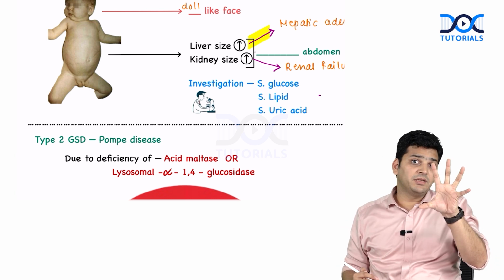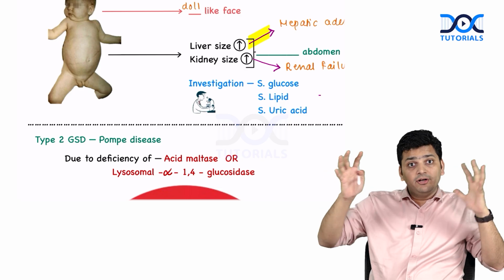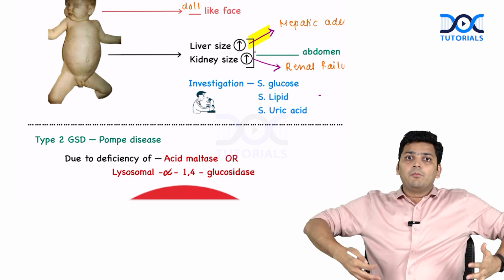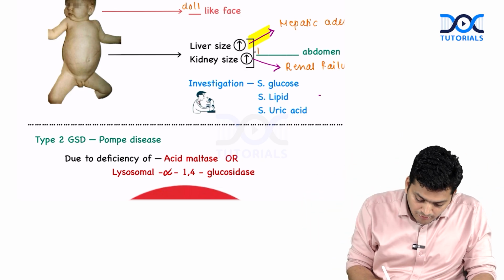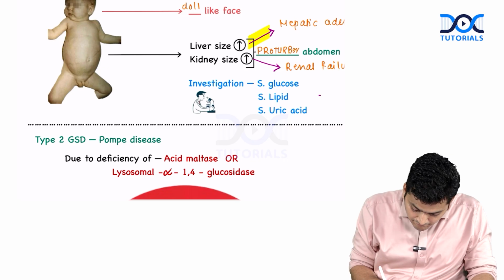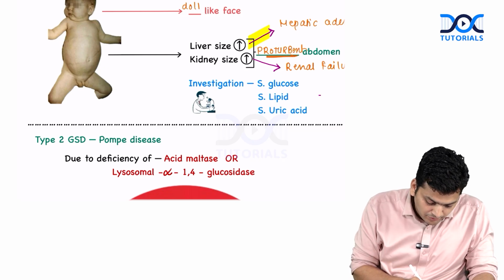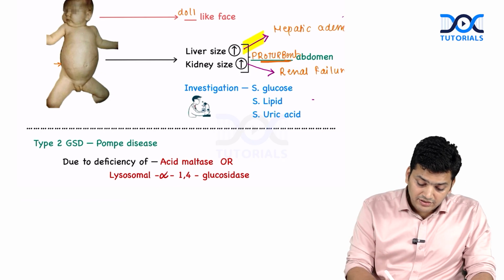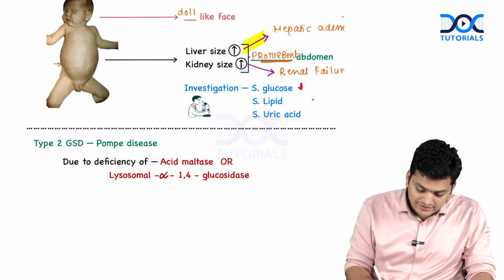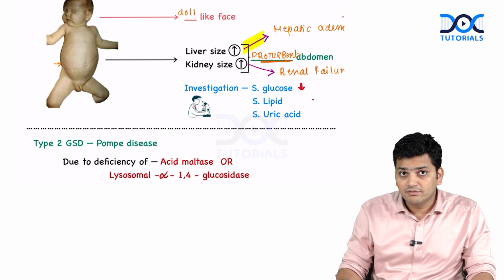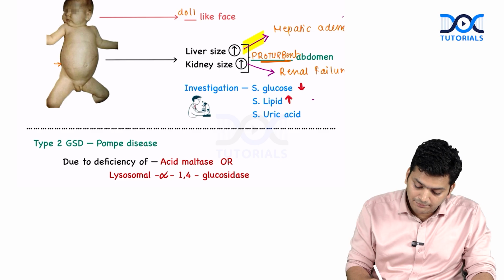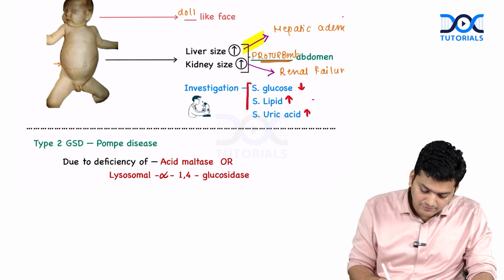But in a child, the abdomen is this much only. If the liver and kidney are big, the abdomen will come out. So this child will have a protuberant abdomen. So here you can see the protuberant abdomen. When you do the investigation, most of the time this child is having hypoglycemia, the glucose is low in the fasting state, and what is more, the lipid and uric acid are high.